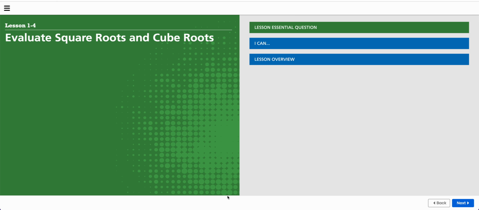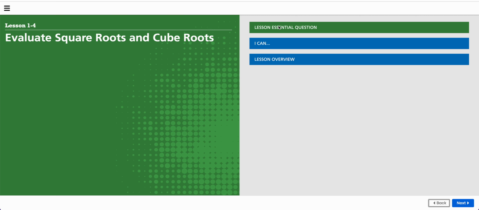We've already done square roots, have we not? We just did a whole unit on that. We just took a quiz on it. So it should feel like familiar territory. We're going to learn about cube roots today as well, and that shouldn't add too much difficulty to what we're doing.